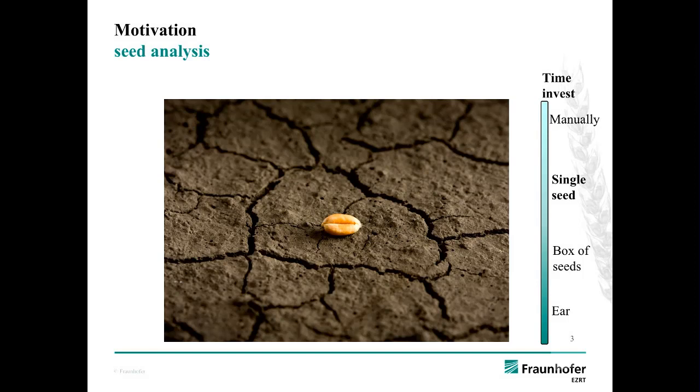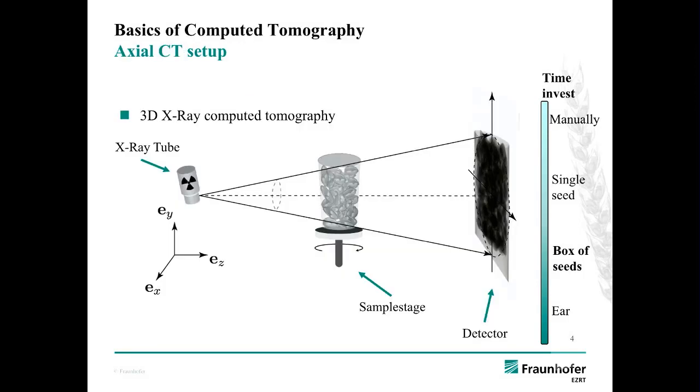We used CT, computer tomography, for seed analysis also. To give you just a short explanation of what we mean by X-ray computer tomography: on the left-hand side, we have an X-ray tube where the X-ray is coming out. We're going with the X-rays through a box of seeds, and on the right-hand side you have the detector, which takes the images of the sample.